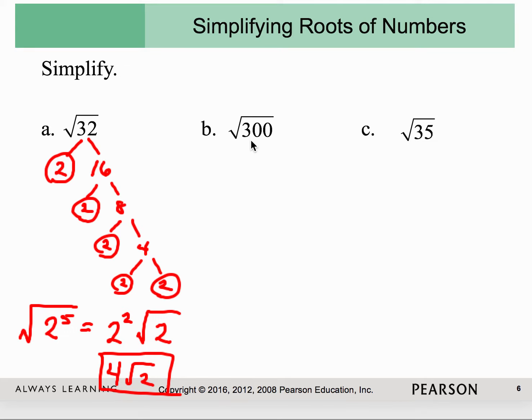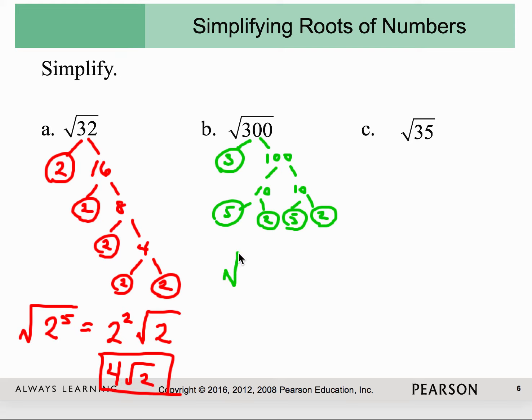All right, let's try this one. 3 times 100. And so that's 10 times 10, which is 5 times 2 times 5 times 2. So I can change that to the square root of 2 squared times 5 squared times 3. That's the same thing as 300, right?